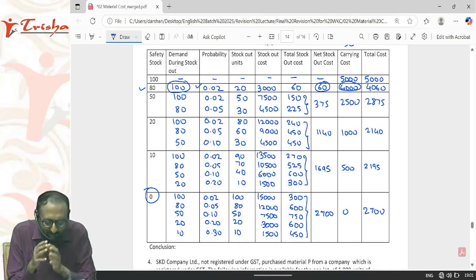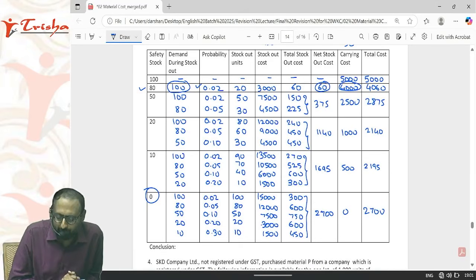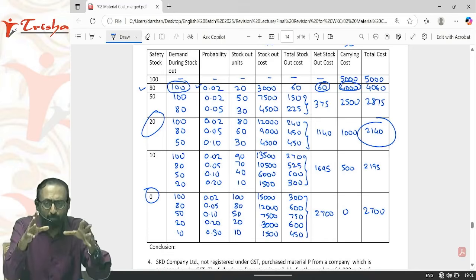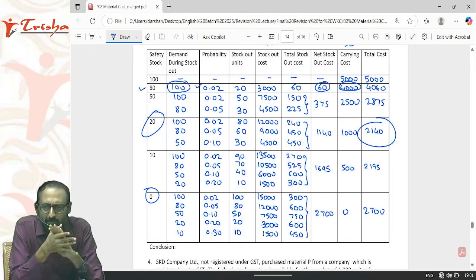Please tell me what will be my optimum level of the safety stock. Should I maintain 100, 80, 50, 20, 10 or 0? Which safety stock should I maintain? Where is the cost lowest? Is it 2,140? So 20 will be my optimum stock level. Correct? Next one, most important and most interesting point. Last 2-3 concepts remain. Next 10-15 minutes, then the lecture is over.